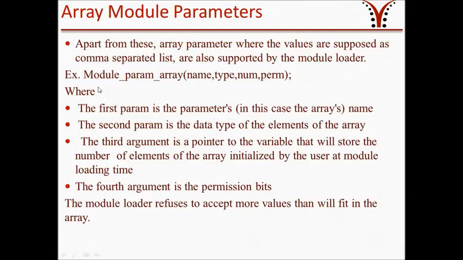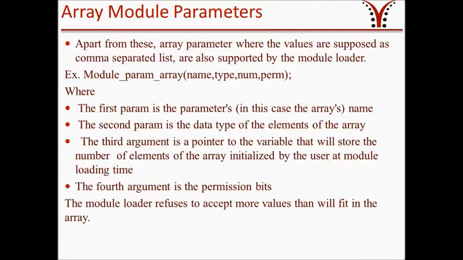For an example, just have a look at this module_param_array with a name, type, number, and permission parameters, where the first parameter is the parameter's name. The second parameter is the data type of the elements of an array. The third argument is a pointer to the variable that will store the number of elements of the array by the user at module loading time.